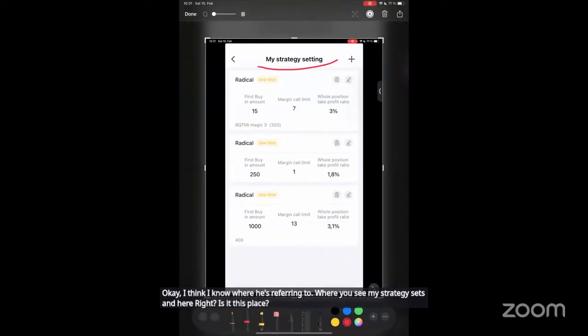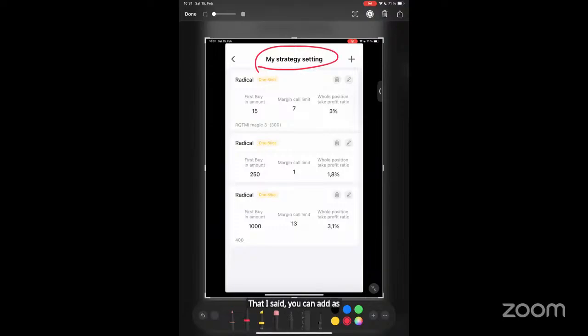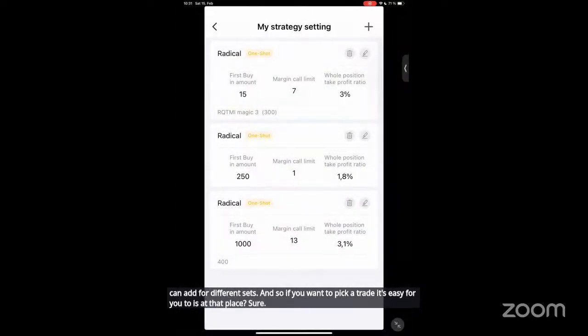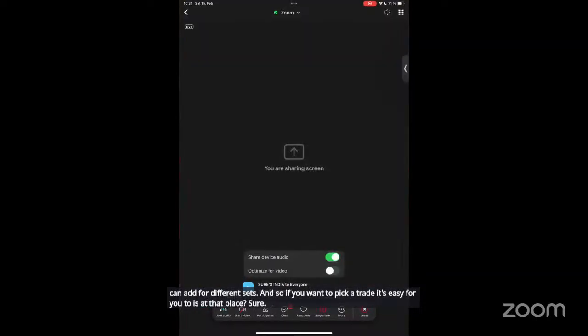that I said you can add as many settings as you want? Once you tap on plus, you can add different settings. So if you want to pick a trade, it's easy for you to. Is that the place? Sure. Good. Okay. All right. So I got it now. Okay. Great. So that is all.